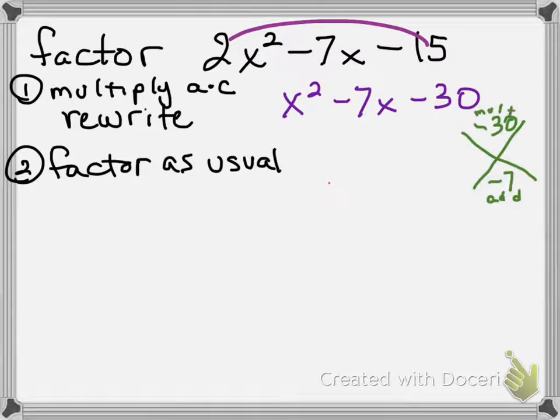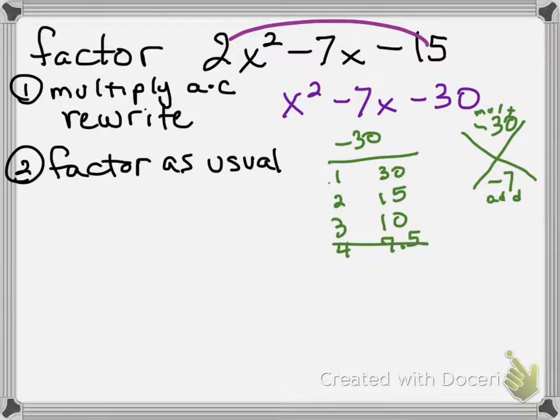A lot of people will make a chart and they'll ask what adds to negative 7 and multiplies to negative 30, and they'll stare at it for a few days. It's helpful to make a list. So if you start dividing and you grab your calculator and you just say, all right, 30 divided by 1 is 30. 30 divided by 2 is 15. 30 divided by 3, and literally just go divide numbers. This is the simplest way. And you just keep going.